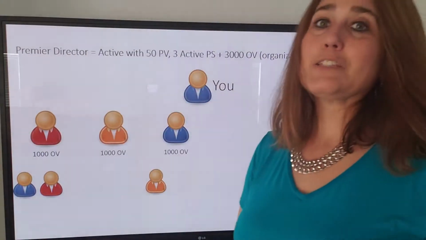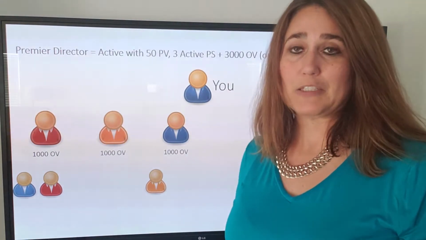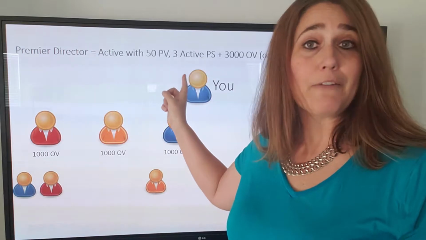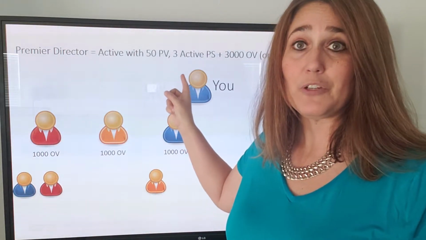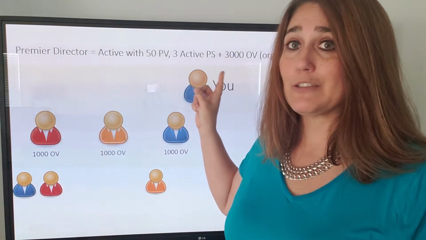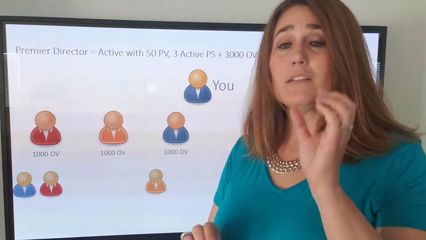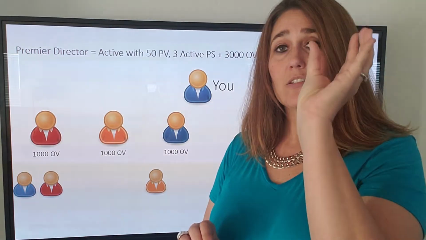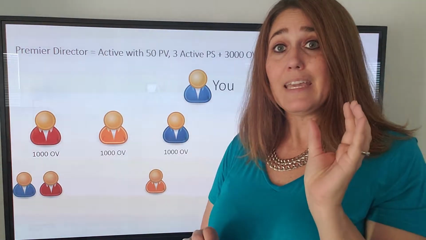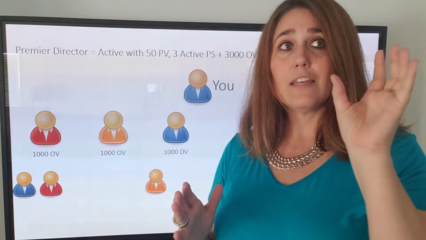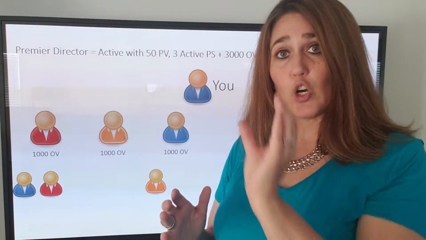Okay, the next one is Premier Director. With a Premier Director, you have to be active with 50 PV, you have to have 3 active consultants underneath of you, and you have to have 3,000 OV, which is organizational volume. OV means your personally sponsored person becomes a leg, so anybody that is underneath of them becomes a leg, and the OV is specifically per leg.